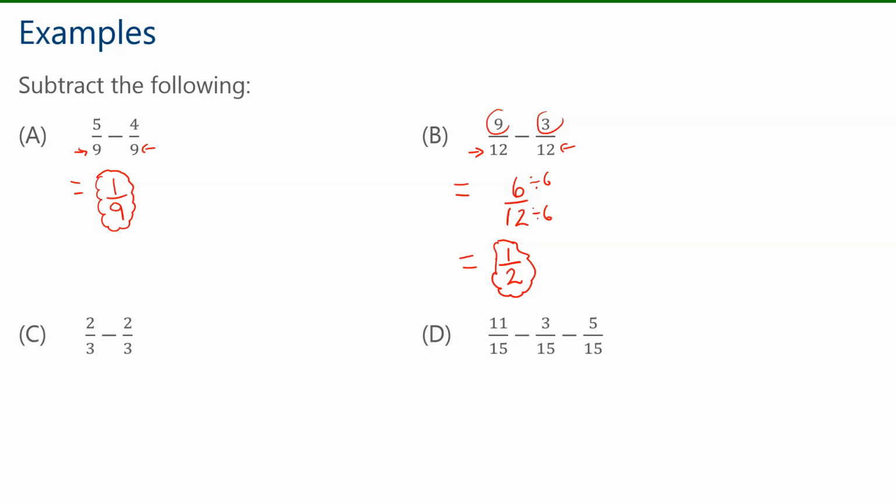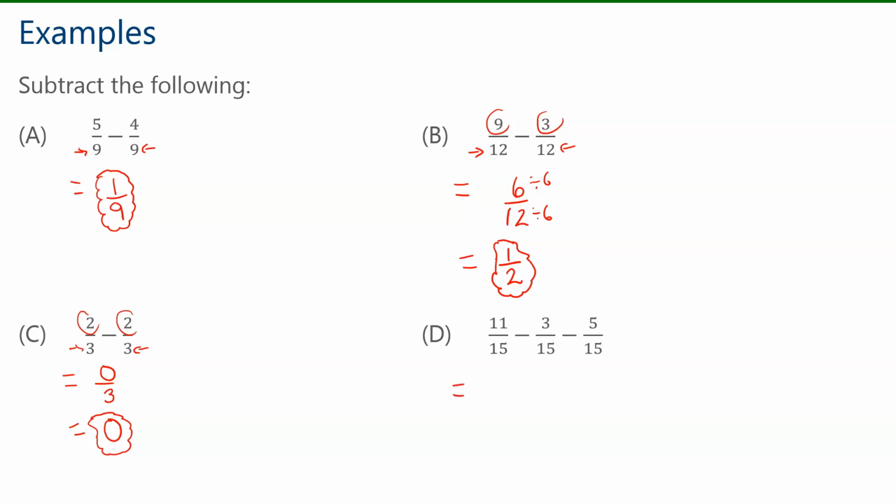In C, we have 2/3 subtract 2/3. Now I will go through the process here. Common denominator is 3. Copy it down. Subtract the numerators. And we know that 2, take away 2, gives us 0. But 0 divided by anything will be 0. If you have anything and you take away itself, you will be left with nothing. Okay, so 2/3 subtract 2/3. If you just put down your answer as 0 right away, that's perfectly okay.